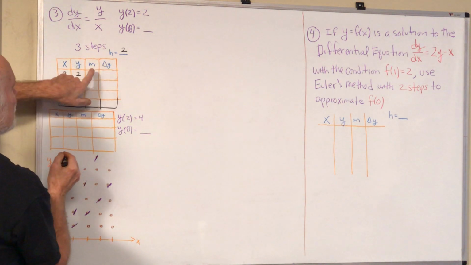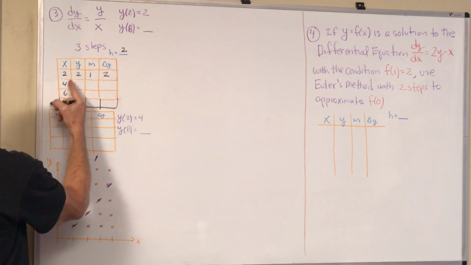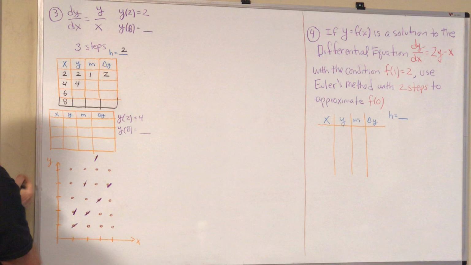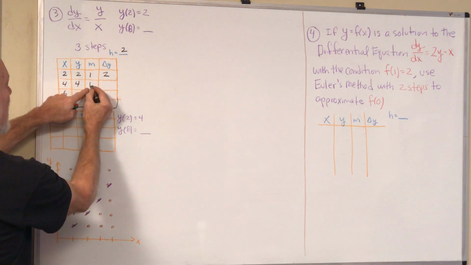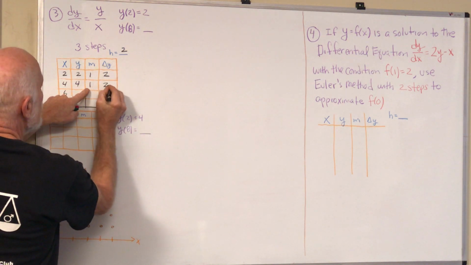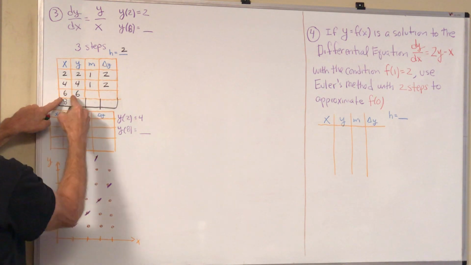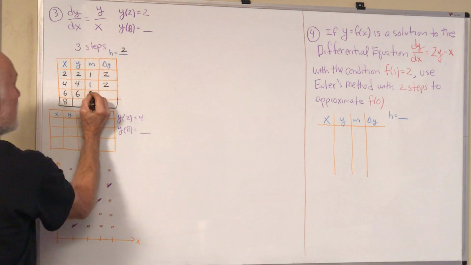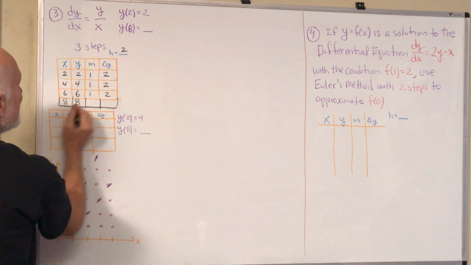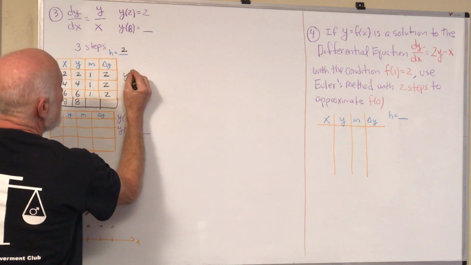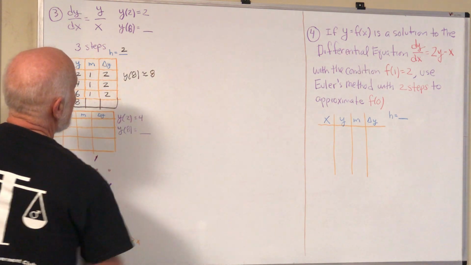So the slope, 1 times the change in x gives the change in y, so this becomes, it was 2, it becomes 4. What's the slope going to be? 4 divided by 4 is 1. 1 times 2 is 2. So this becomes 6. 6 divided by 6 is 1. 1 times 2 is 2. 8. So we're going to say that y of 8 is approximately equal to 8.